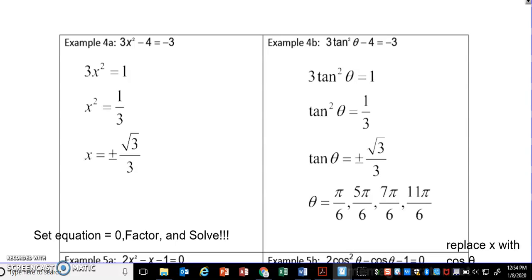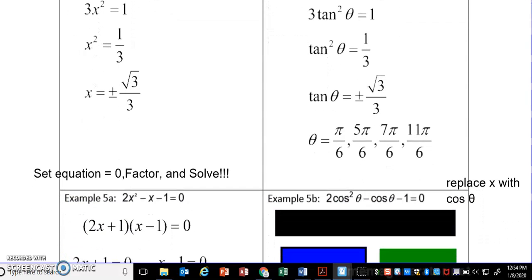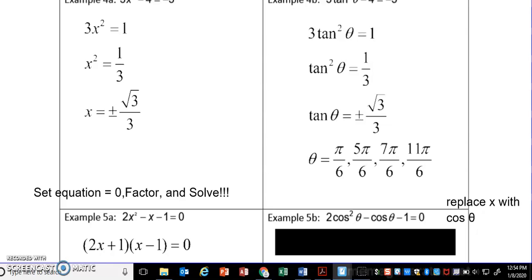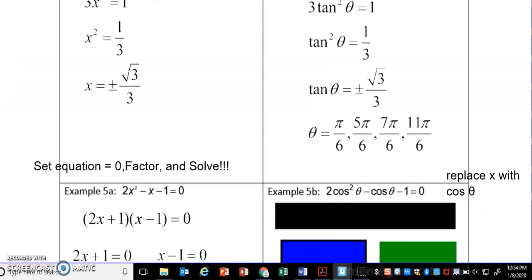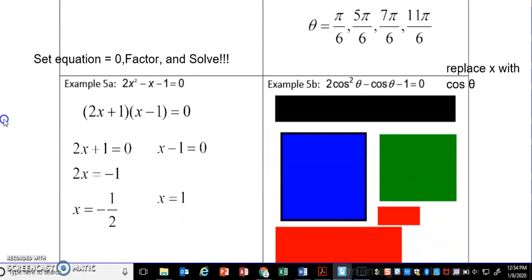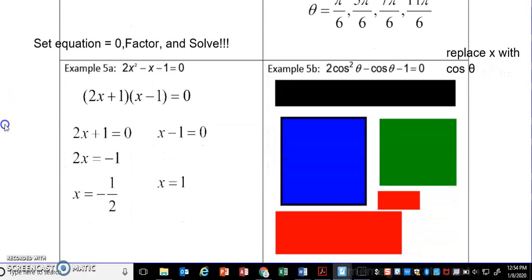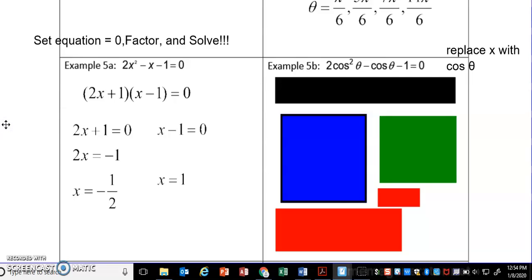So example 5 is a little different because you have to factor. So 2x squared minus x minus 1 equals 0. So we have to factor that. And we get the two factors, 2x plus 1 and x minus 1. So then we're going to set both of those equal to 0 and solve. So we're going to end up getting x equal to negative 1/2 and x is equal to 1.